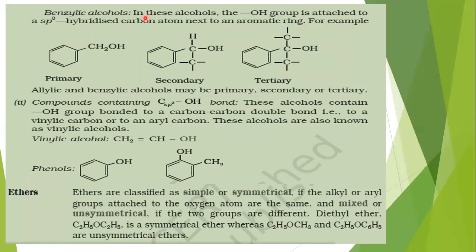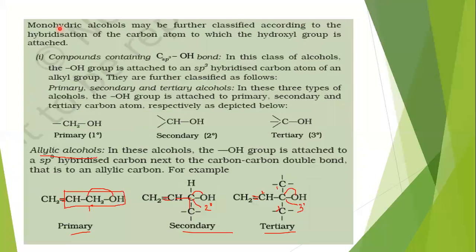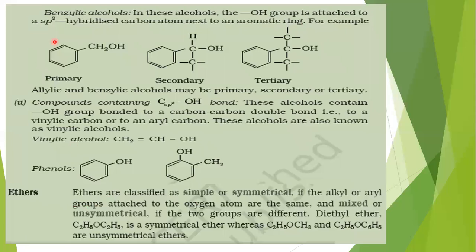Benzylic alcohols. Next type, next class is benzylic alcohols. In these alcohols, the OH group is attached to sp3 hybridized carbon next to an aromatic ring. See what is the difference in benzylic and allylic alcohols. Allylic alcohols, and this is benzylic alcohols.